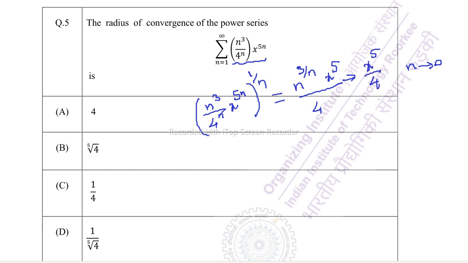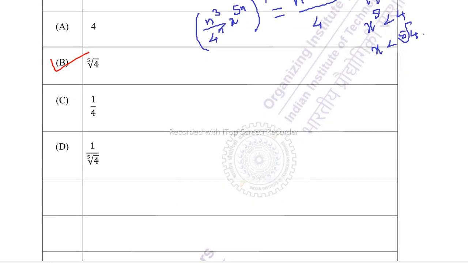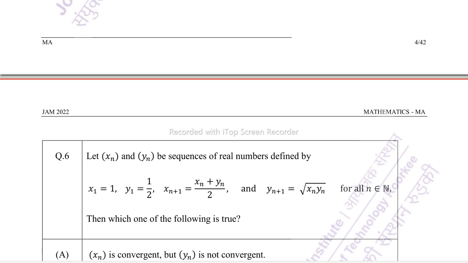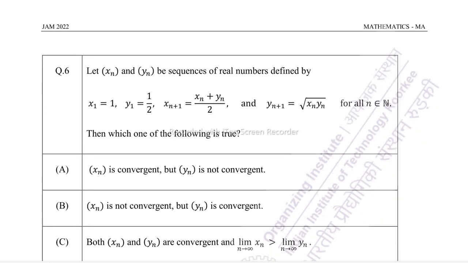So for the series to converge, the value should be less than 1. Therefore x^5 should be less than 4. Therefore x should be less than the fifth root of 4. So the answer is B. Therefore the radius of convergence should be 4^(1/5).